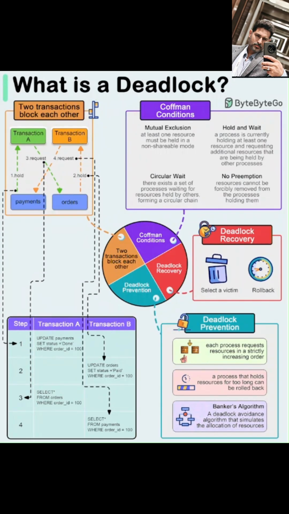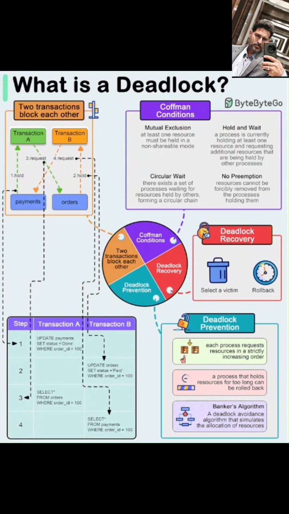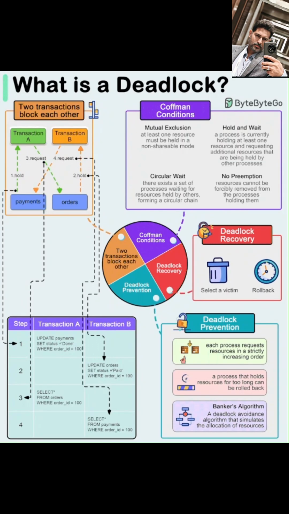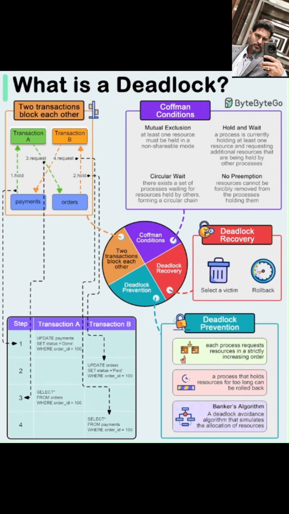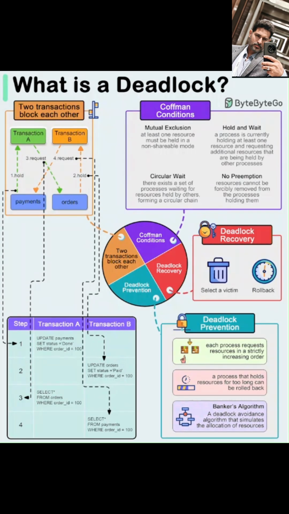Hold and wait: a process is currently holding on to at least one resource and is waiting to acquire additional resources that are being held by other processes. So, transaction A has payments locked and is waiting for orders.